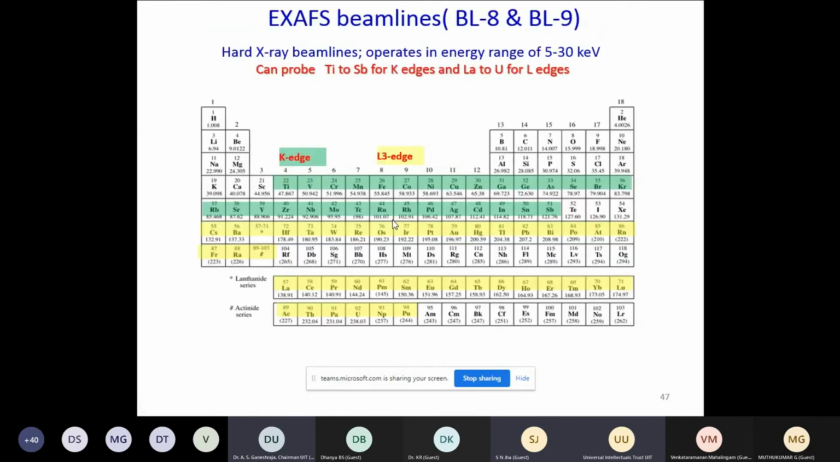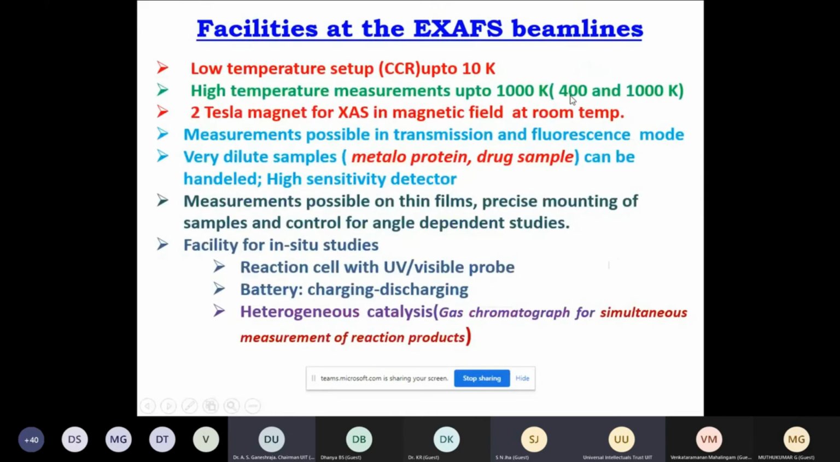So what are the elements you can probe with this existing facility? We can use this beamline in the energy range of 5 to 30 keV. So we can probe basically titanium to antimony for K edges and lanthanum to uranium for L edges. And over the years, various facilities have been set up at this beamline.